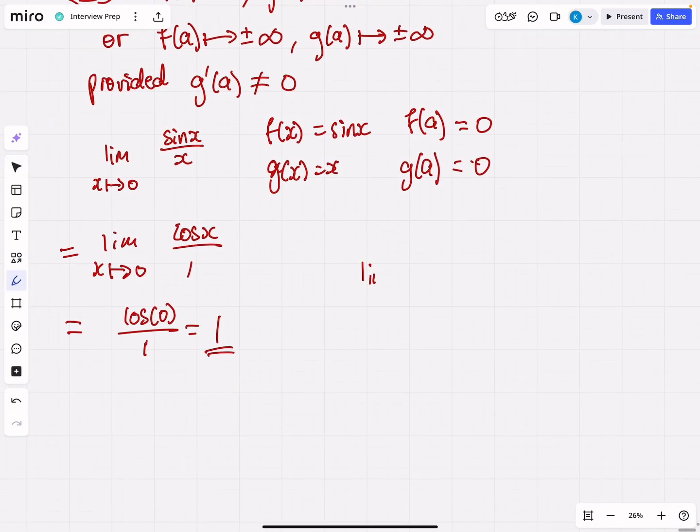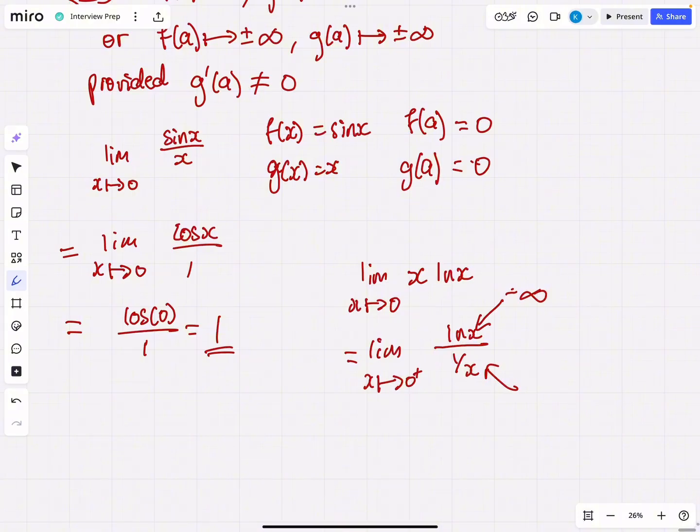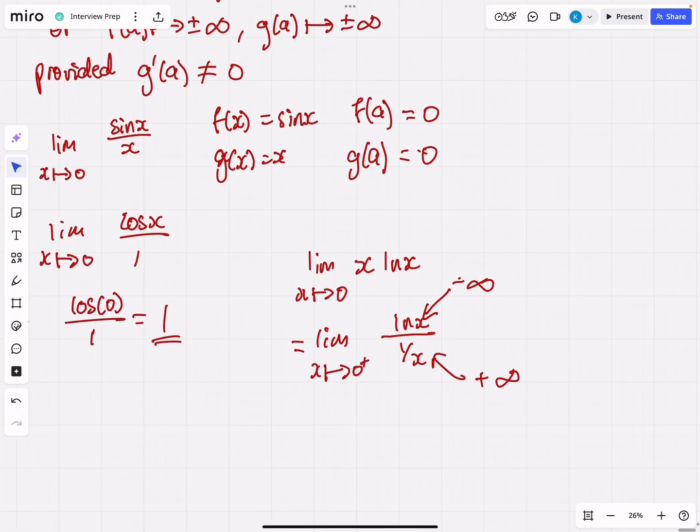If we had something like the limit as x approaches 0 of x ln x, right? You might be clever and rewrite this as the limit as x approaches 0 of ln x over 1 over x. But now, as x approaches 0, our numerator would tend to negative infinity, sorry. And our denominator, 1 over x, tending to 0 from above, would tend to positive infinity. And so, because the infinities here are of different sign, we can't apply L'Hopital's rule here.